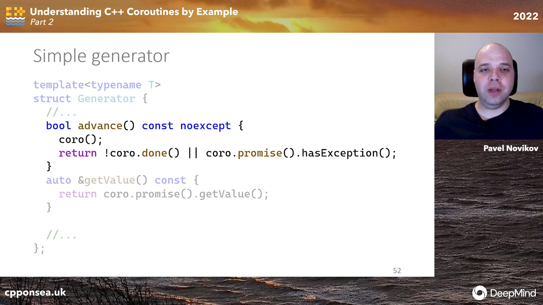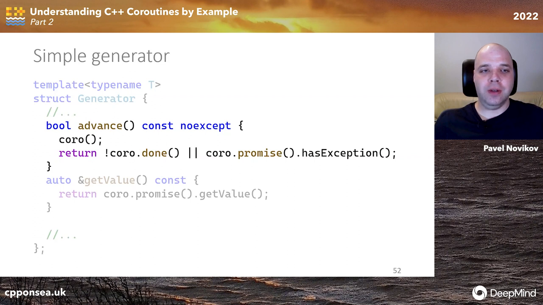We resume the coroutine and then return true if the coroutine is not done or the coroutine has an exception. So the coroutine in this case has an exception. When the coroutine has an exception, it is considered done. It is finished. But in our case, we suspend the coroutine at the final suspend point. And so the coroutine is done, but all the resources associated with it are alive, and we are able to extract the exception or the status of the result from such a coroutine.